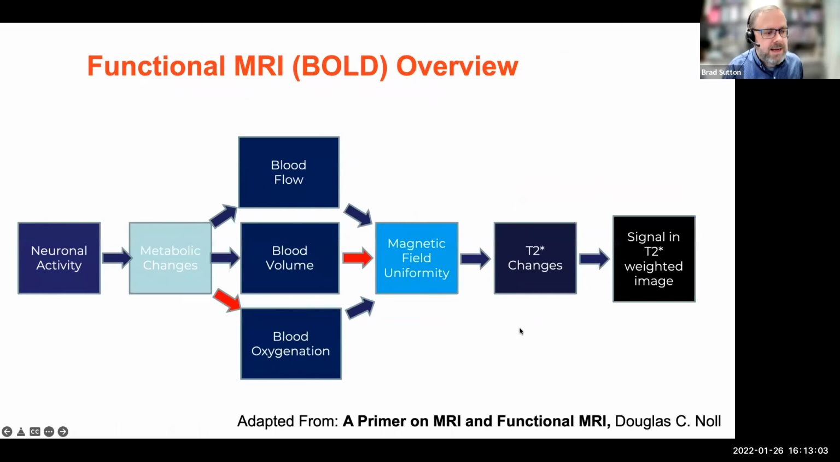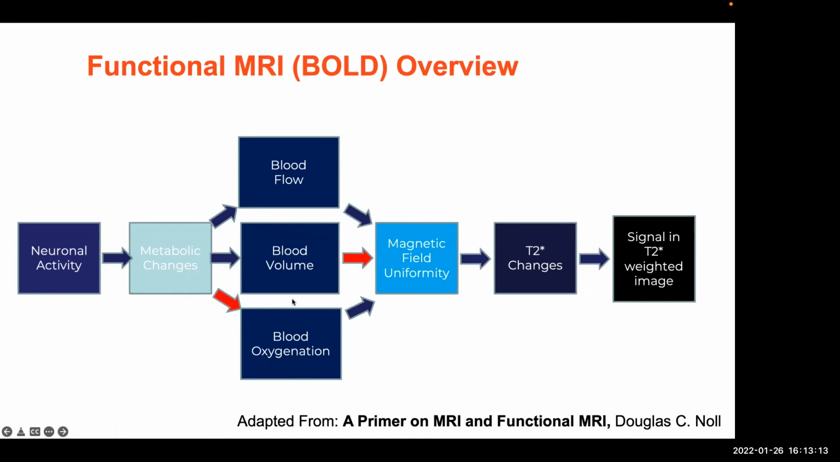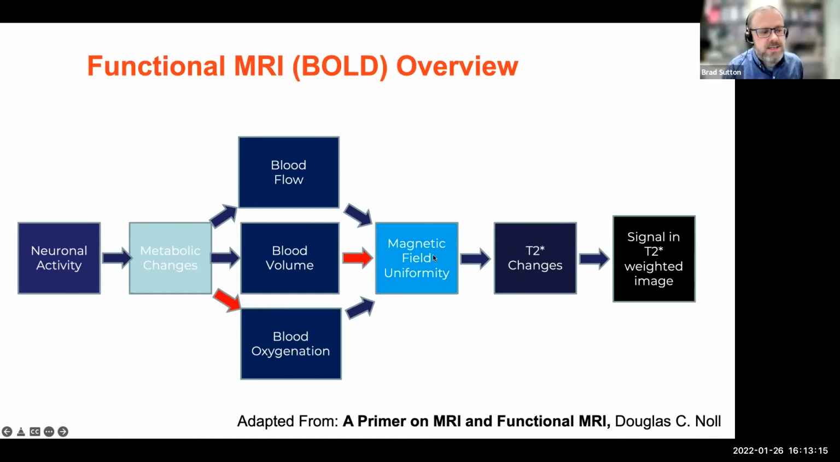It's a very complicated relationship between the neurons being active and us getting this change in our image. And I want to point that out because there's lots of things that can happen. So there's metabolic changes, there's blood flow and volume and oxygenation changes. Those change the magnetic field uniformity. And then those affect the T2 star changes in the tissue, which eventually affects the signal that we get. But it's a very complicated pathway.